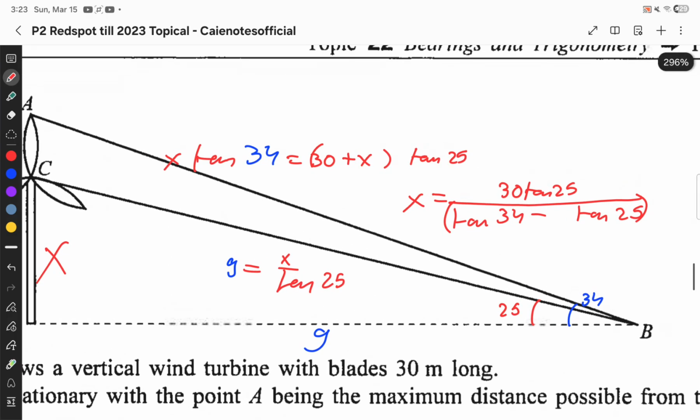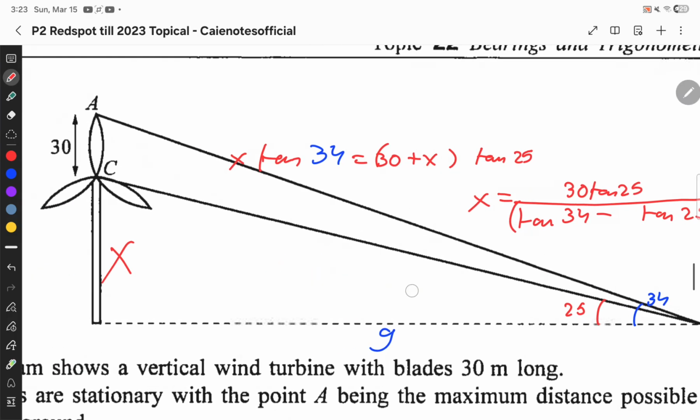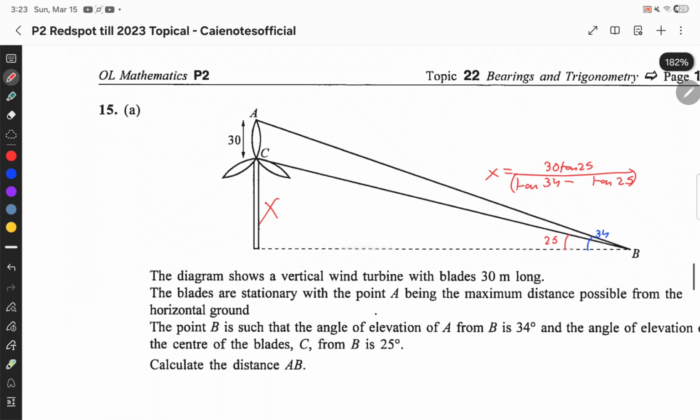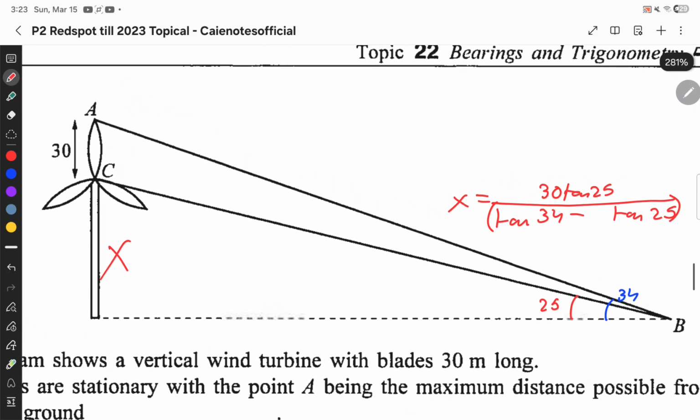Then, since we found x, how do you find AB? Next, what we do is, we know this angle and we know G. We can just use the sine rule.